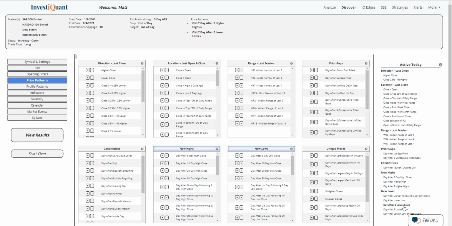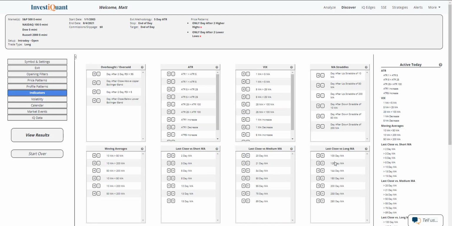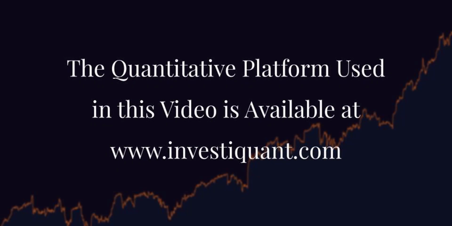That's how the pattern works: you get a higher high, a lower low, followed by another higher high and another lower low. So I've got both of those selected there. I grabbed them from the active today, but you can get them both out of this new highs and new lows category within the price patterns library. Next, I'm going to add one indicator, and I'm just going to use above the 200 again, trying to keep as many samples as we can get here because this pattern is rare. So I've got above a 200-day simple moving average added. Now I can click View Results.